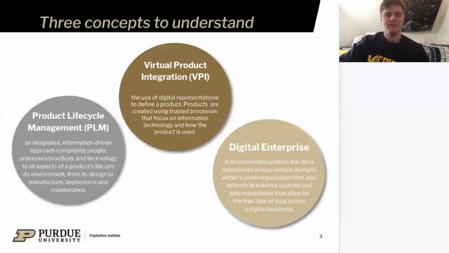Next, we have virtual product integration. Virtual product integration, or VPI, is the use of digital representation to define a product. Products are created using trusted processes that focus on information technology and how the product is used.